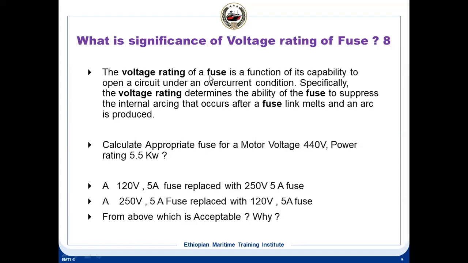Okay, so the voltage rating of a fuse is a function of its capability to open a circuit under overcurrent conditions, and the voltage rating determines the ability of the fuse to suppress the internal arcing. So the voltage rating is very significant because it will suppress the internal arcing. Why the internal arcing? It is only in case of AC circuits where you have inductance or inductive type load. It's not in case of DC. Okay, so this is the significance of the voltage rating of a fuse.